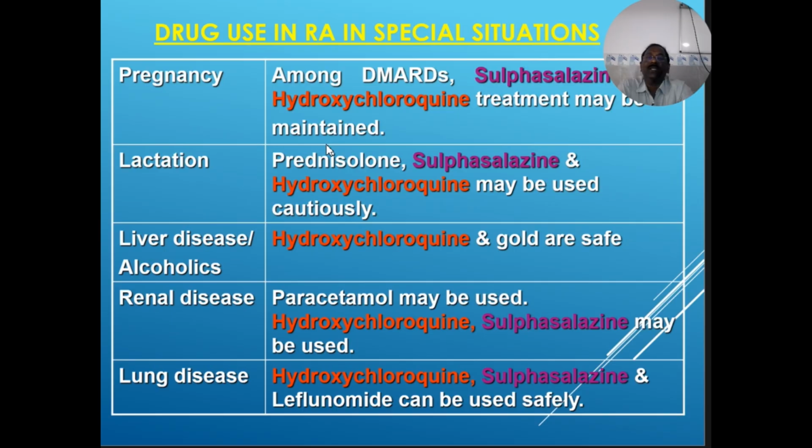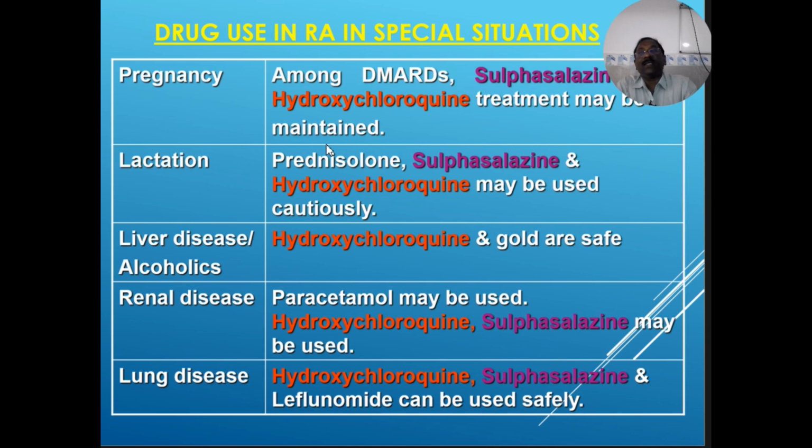Okay. So you forget about sulfasalazine even in lactation. Liver disease and alcoholics: hydroxychloroquine and gold are safe. Again for liver disease and alcoholics, it is better to avoid methotrexate and leflunomide. Here again hydroxychloroquine. Renal disease: paracetamol may be used in lower strength. Hydroxychloroquine and sulfasalazine may be used. Lung disease: hydroxychloroquine, sulfasalazine and leflunomide can be used safely, but not methotrexate.